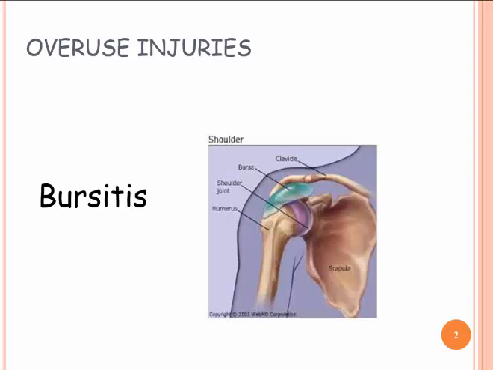The first example of an overuse injury is bursitis. A bursa is a fluid-filled sac in the body that is located between structures to reduce friction. The example in this slide depicts the subacromial bursa, which is located between the acromion process of the scapula and the humerus, and you can see it right here. This is the fluid-filled sac. In this case, repetitive shoulder motion can increase friction in this area and cause inflammation.